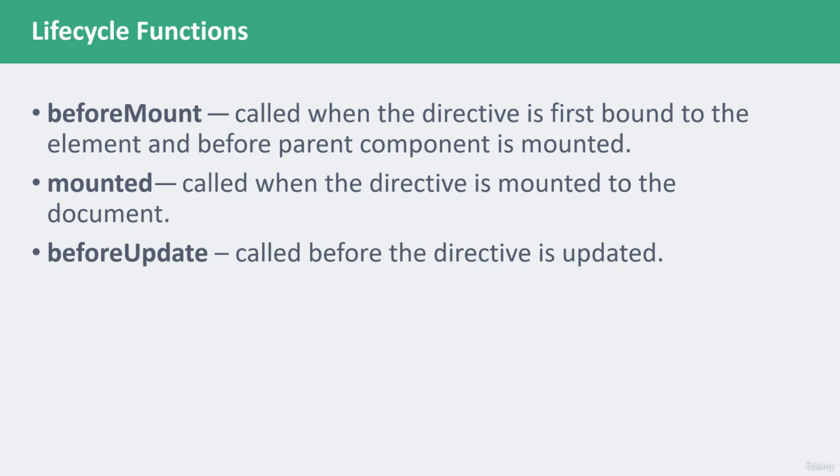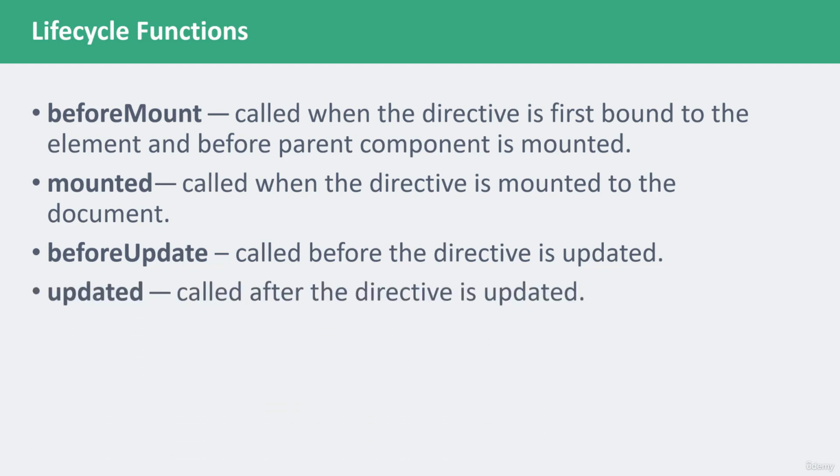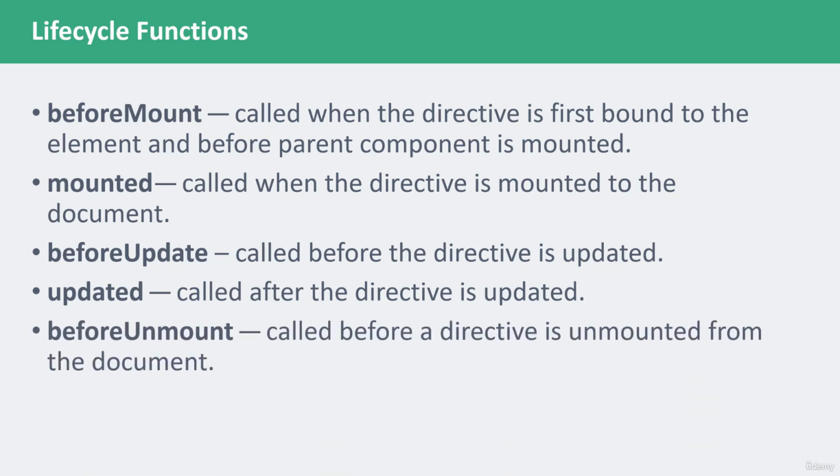Up next, we have the before update hook. Directives can experience updates similar to components. If a directive needs to be updated, this hook will be called before the update occurs. Afterward, we have the updated hook. It'll run when the element has been updated. For example, if you're using expressions or binding attributes on the element, and those get updated, you can expect this function to run.